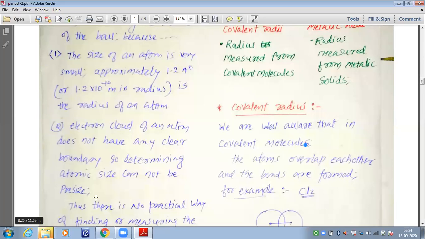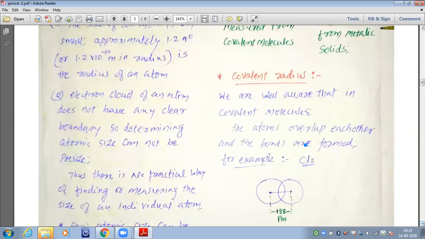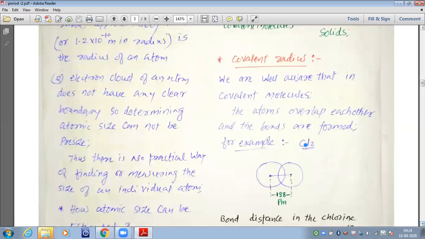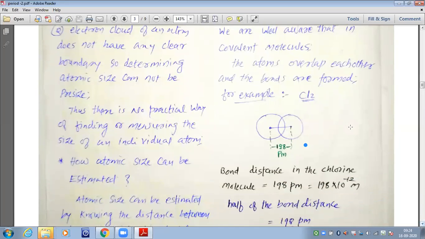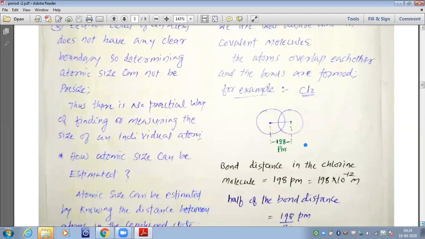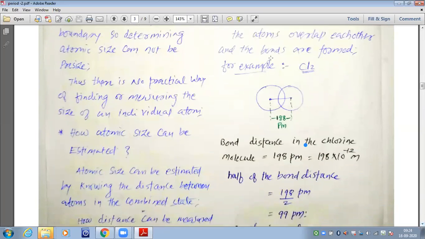That is the other problem, that it is difficult to determine a clear boundary for the atom, and that is why it is very difficult. For these two particular reasons, it is really very difficult to measure the radius of an atom. Thus, there is no practical way of finding or measuring the size of an individual atom.